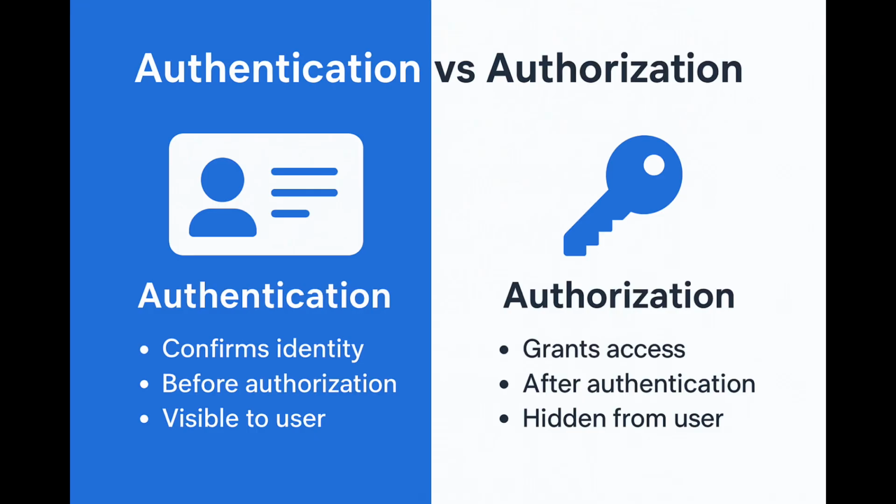Now let's compare them side by side. Authentication confirms identity. Authorization determines access. Authentication happens before authorization. Authentication is usually visible to the user, like entering credentials. Authorization happens in the background, like deciding which data or resources you can use. In short, authentication equals who you are. Authorization equals what you can do.